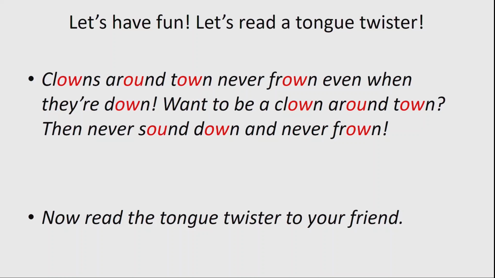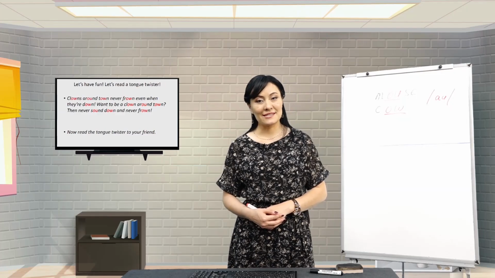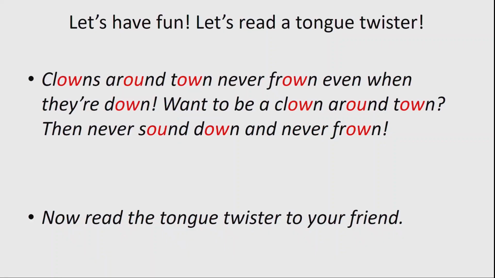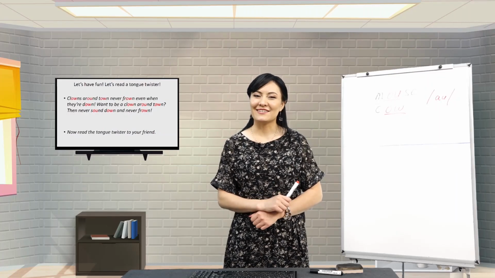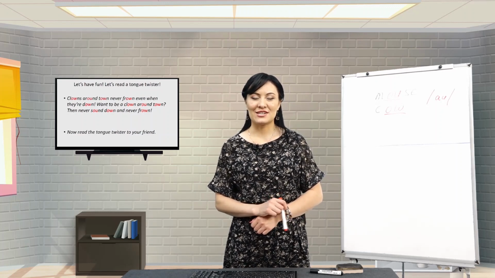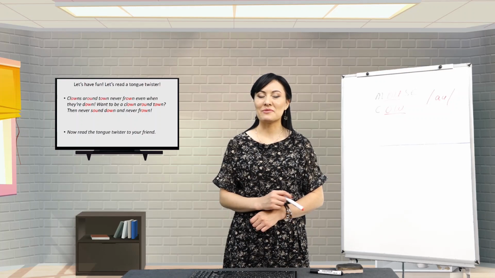Clowns around town never frown, even when they're down. Want to be a clown around town? Then never sound down and never frown. Try yourself. Let's read it faster. Try to read this tongue twister with your friend. Okay, how did you manage to say this tongue twister? Did you like it? Remember these sounds.